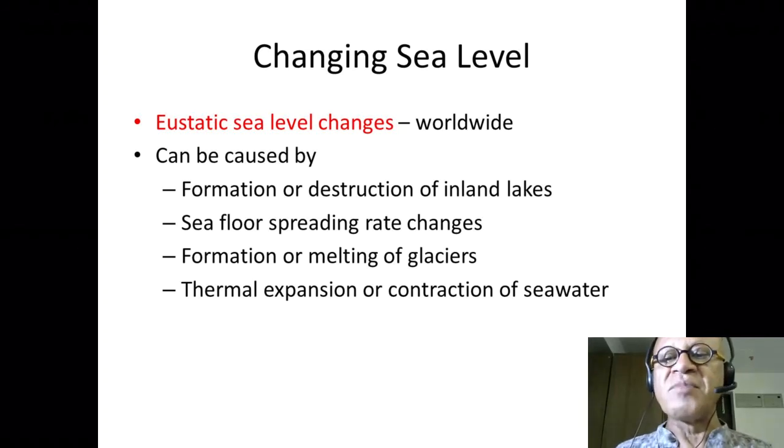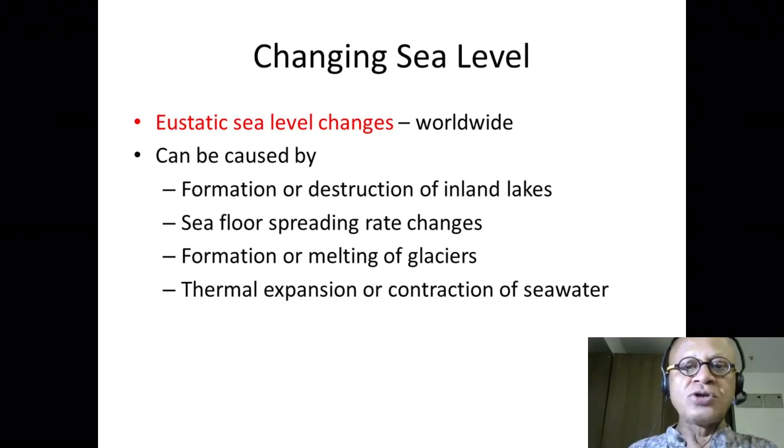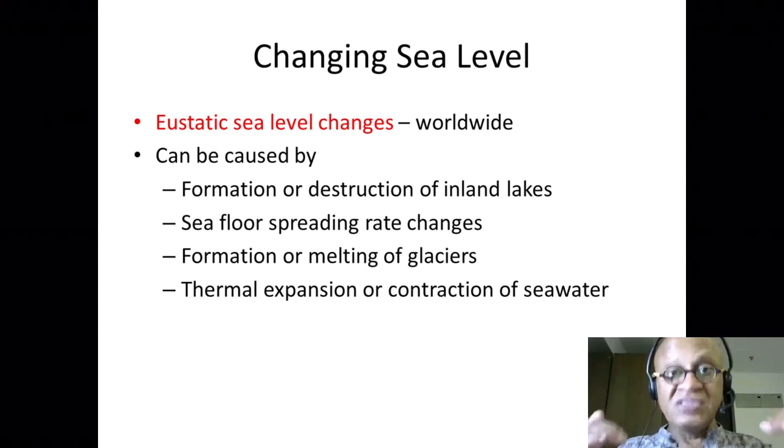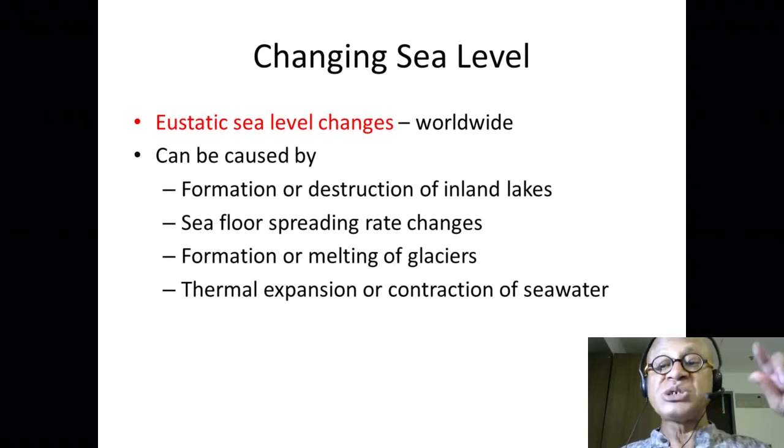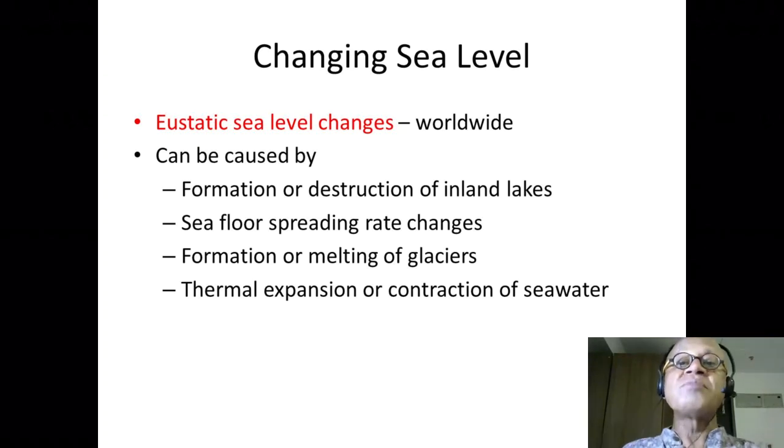It can be caused by the formation or destruction of inland lakes. So if you've frozen the water, or the lake is suddenly released into the ocean, then you are adding new water to the ocean. Or you can change the size of the basin or the depth of the ocean basin. This actually happens. It turns out that the ocean crust is constantly forming on a slow geologic time scale, or by melting or formation of glaciers, as I mentioned. And for global warming, we will see that there is a thermal expansion or contraction of seawater. So if you warm the water, it's going to expand. That's called thermostatic change. Okay, thermal expansion.